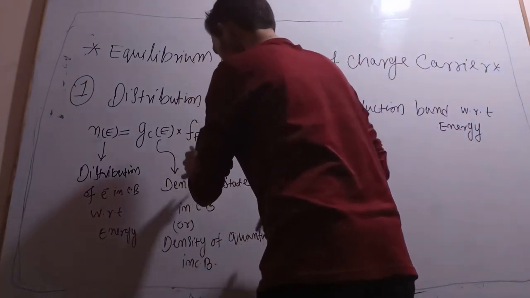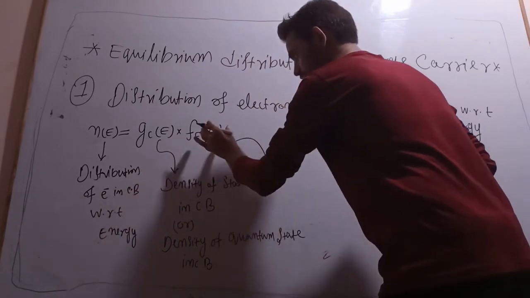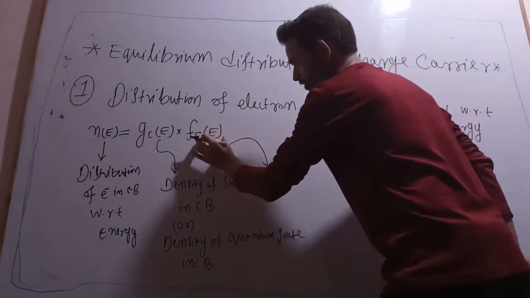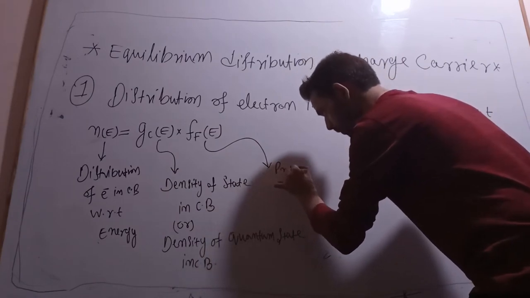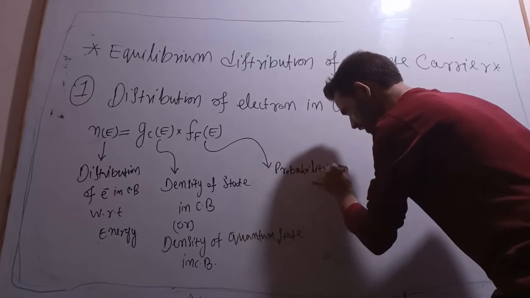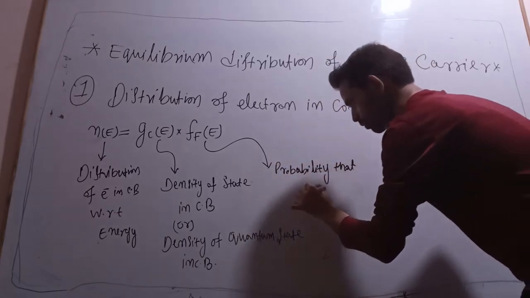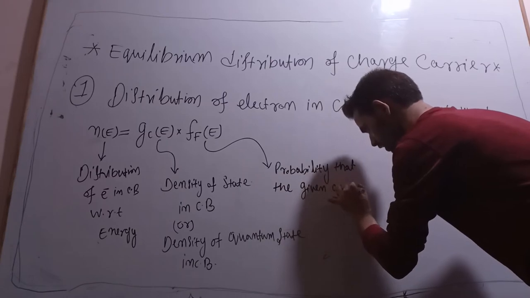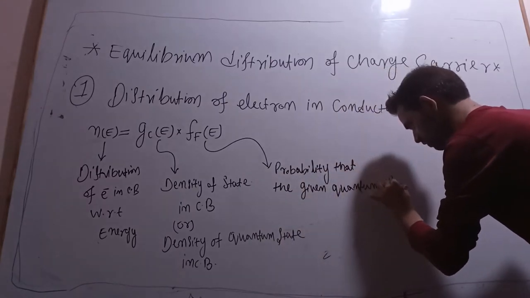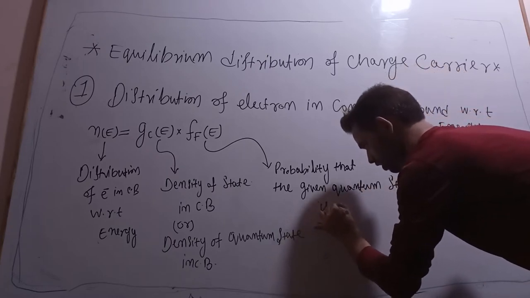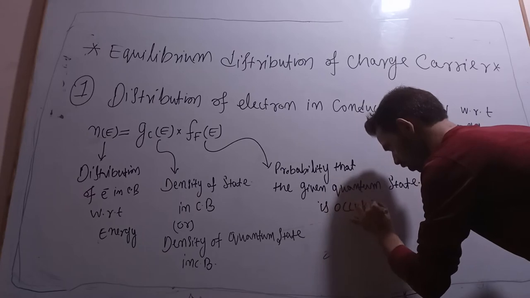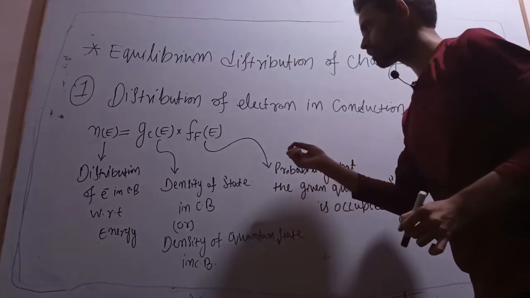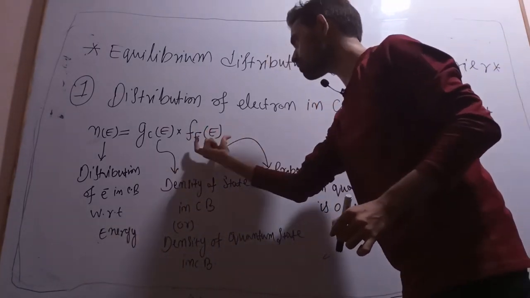Now, what is f of E? This is the Fermi Dirac distribution function. This indicates the probability that a given quantum state is occupied by an electron. This is the indication of f of E. It is a Fermi Dirac distribution function.